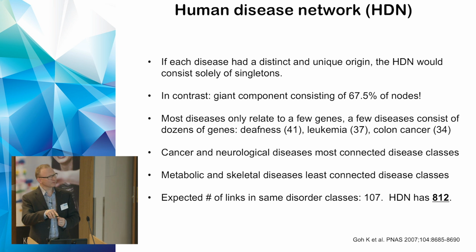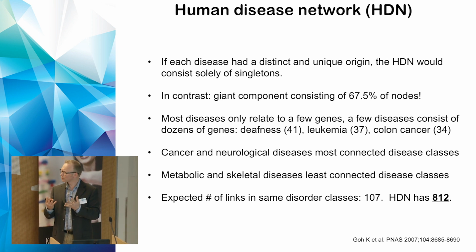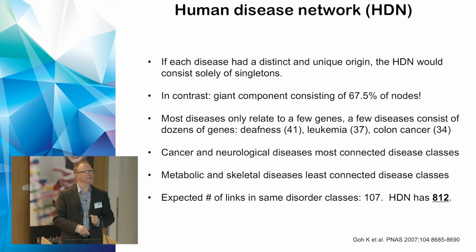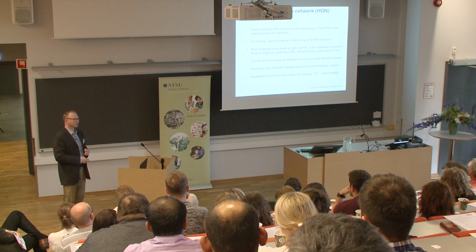And in the same disorder class, you can say, if I just randomized my system, what would that network look like? Breaking the correlations between diseases, in a sense. You should have about 107 links within an average disorder class. And instead, you see much larger numbers. So there's a signal in this.